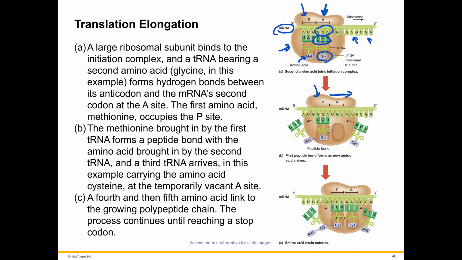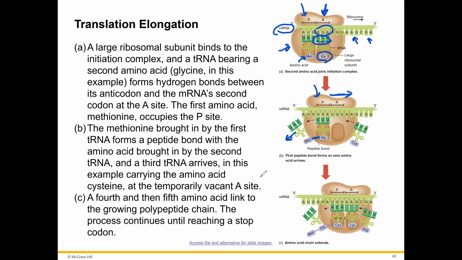And then the tRNA just moves away. So here's our tRNA. It's donated this methionine. It attaches methionine to glycine, and it just moved away. So it's going to pick up another methionine for another protein synthesis.